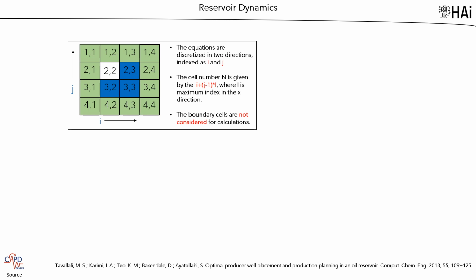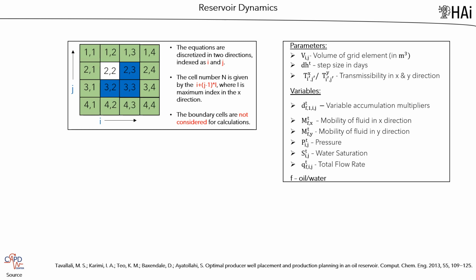The equations are discretized in two directions, indexed as i and j. The cell number n is given by i plus (j minus 1) multiplied by I, where I, capital, is the maximum index in the x direction, and the boundary cells are not considered for calculations. The parameters of the model are volume of grid element, in cubic meters, step size in days, and transmissibility in x and y direction. The variables calculated by the model are variable accumulation multipliers, mobility of fluid in x direction, mobility of fluid in y direction, pressure, water saturation, and total flow rate.